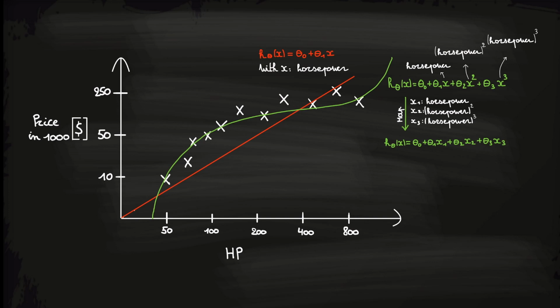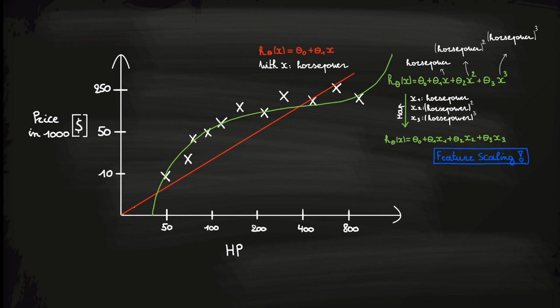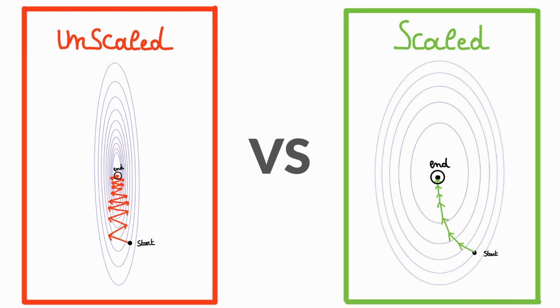In the case of polynomial regression, feature scaling becomes really important. It's not too hard to see that our ranges of the different features are very different. Assume that x1 has values between 20 and 1000, then x2 has values between 400 and 1 million and x3 has values between 8000 and 1 billion. If you forgot how you could scale your features or you haven't watched this video yet, I recommend that you check out this video on the channel.